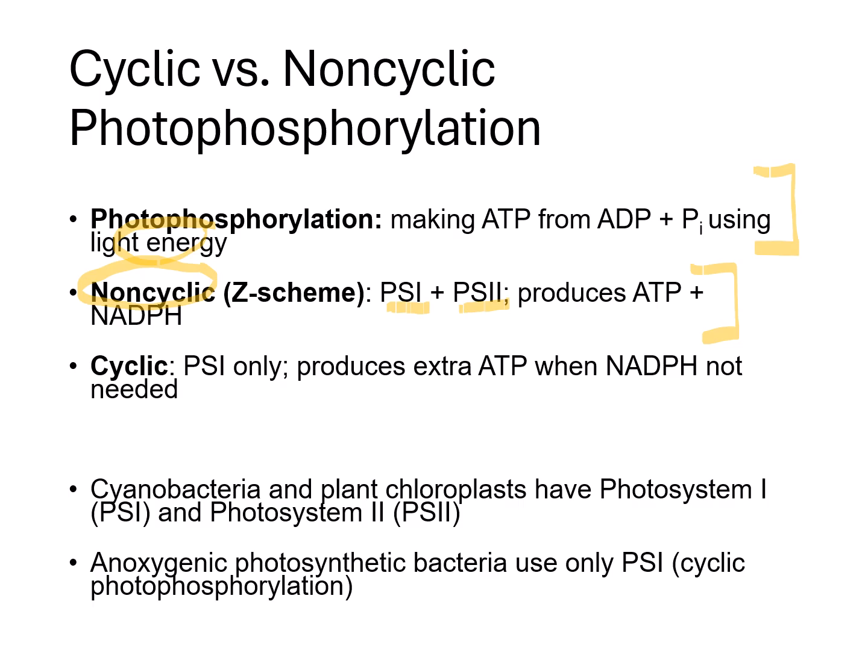This is sometimes also known as the Z scheme because of how it's usually diagrammed, and I'll show you that shortly. The second type of photophosphorylation is cyclic photophosphorylation. This one uses photosystem 1 only, and it makes extra ATP, but no NADPH or oxygen. Cyanobacteria and chloroplasts can switch between both of these modes, non-cyclic and cyclic, whereas anoxygenic bacteria only use photosystem 1, so they only have cyclic photophosphorylation.